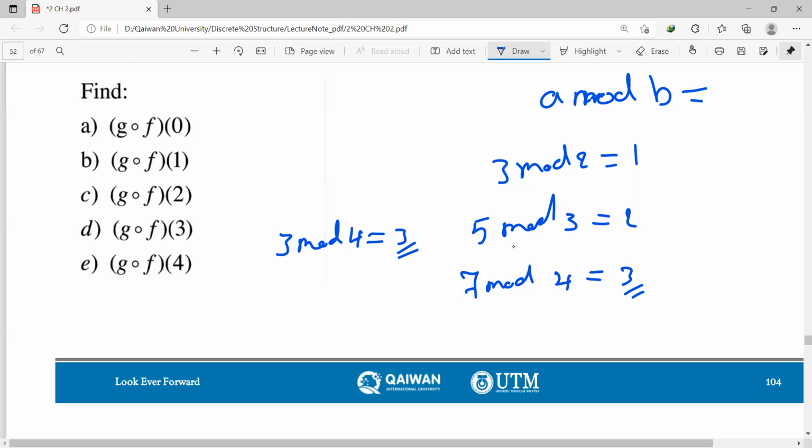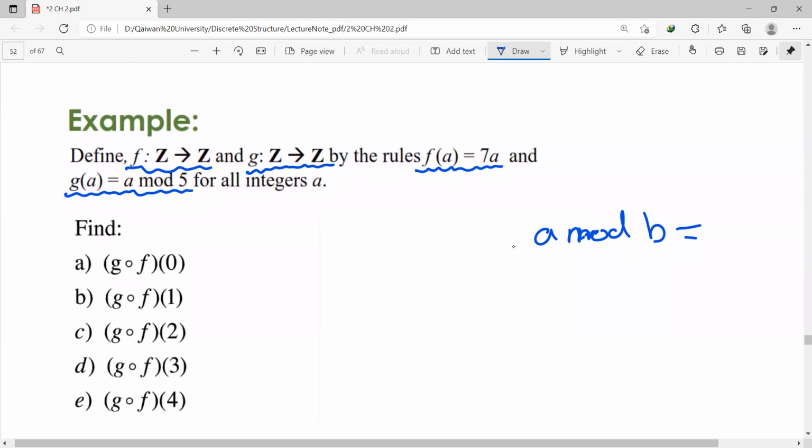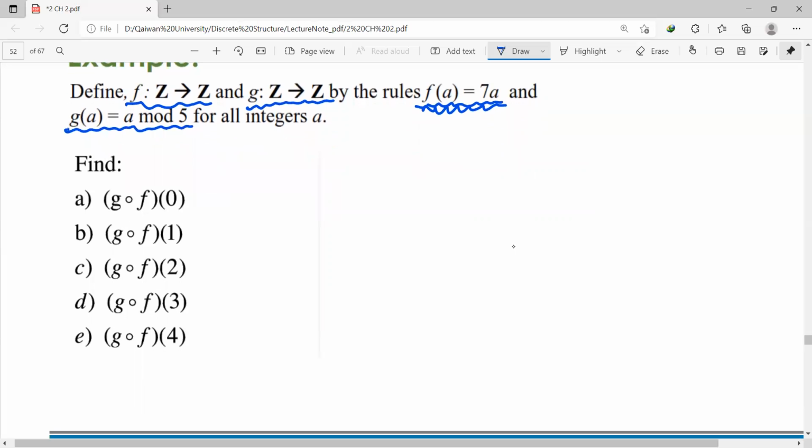That's it. Now we should find this. It says f of a equals 7 times a. That means, let's say f of 2 is 7 times 2. F of 3, 7 times 3. It's like function f is 7 times a. And function g is a mod 5. We just find the mod of the number by 5.